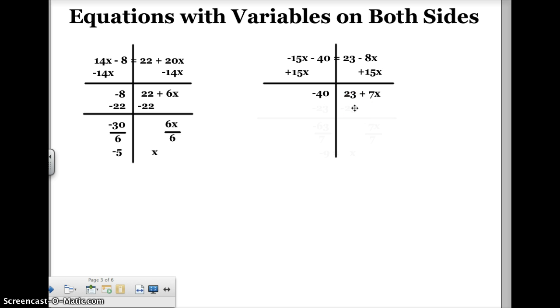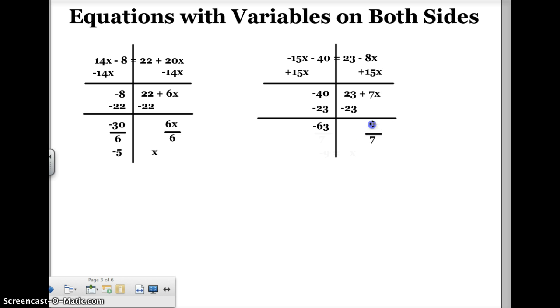The way to get rid of a positive 23 is by combining it with a negative 23. But whatever I do to one side, I need to make sure I do to the other side of the equation also. Let's see what I have after I do that. Negative 40 and negative 23 make a total of negative 63. On the right side, I have negative 23 and positive 23. They're going to make 0, and I'm just left with the positive 7x.